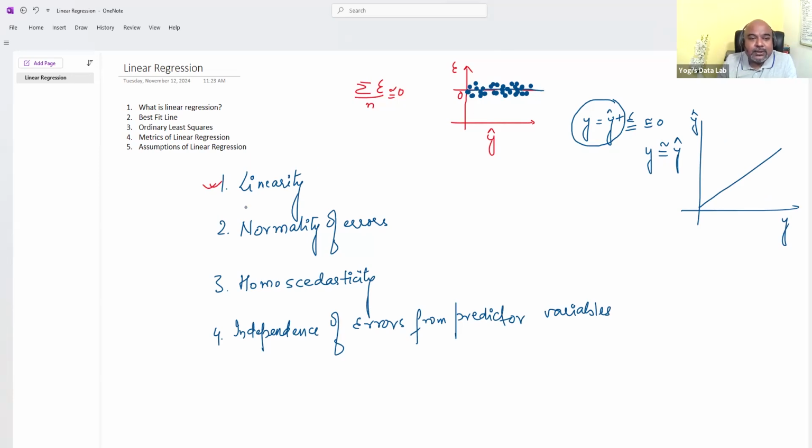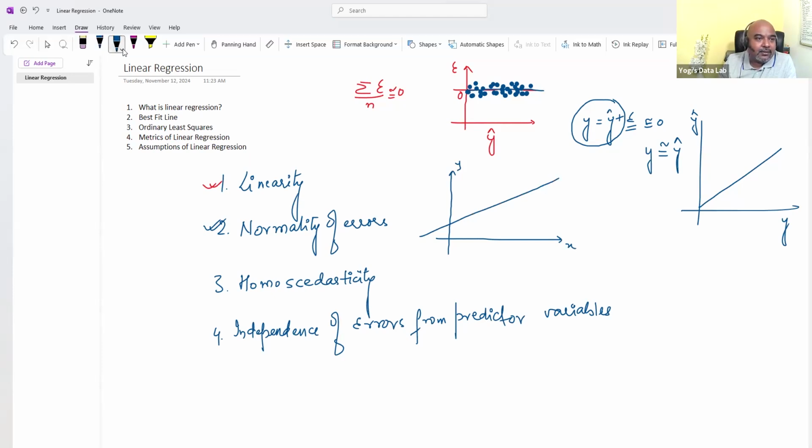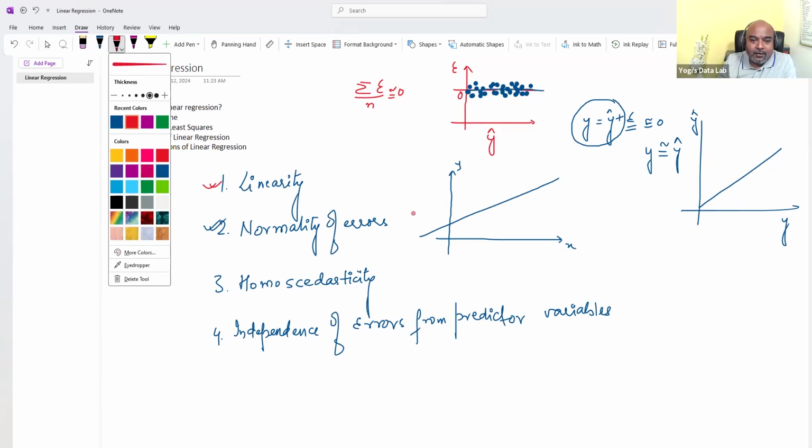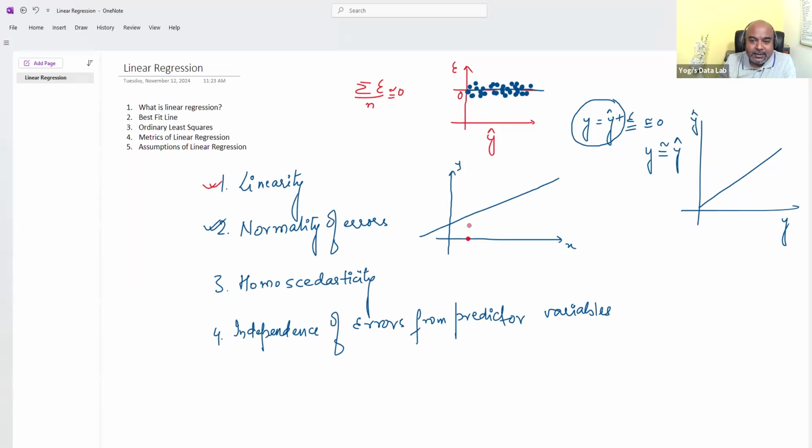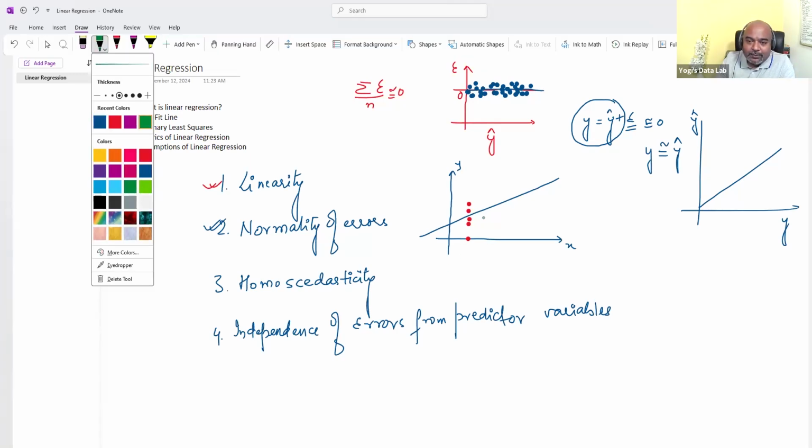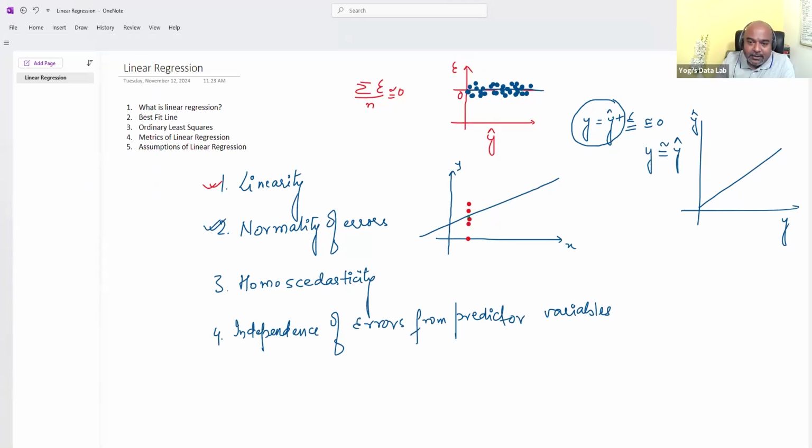Talking about the next one, which is normality of errors. So let us say this is again x and this is y. I have this regression line. Now with this regression line, for a certain value of x, I had different values of y, which means that there is going to be error here. There are errors for this value of x. There are errors for these y.